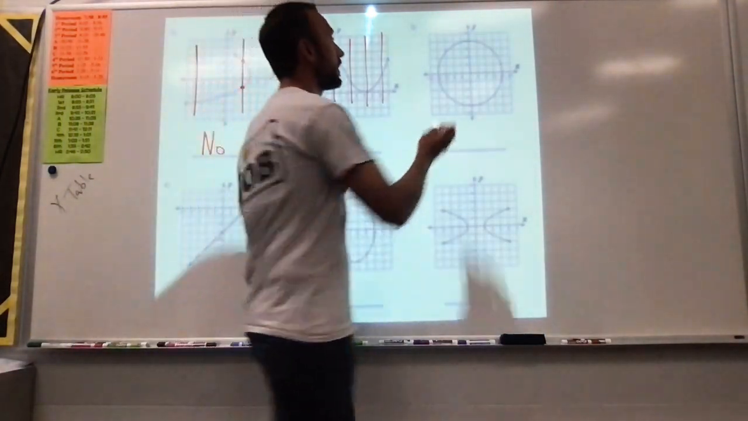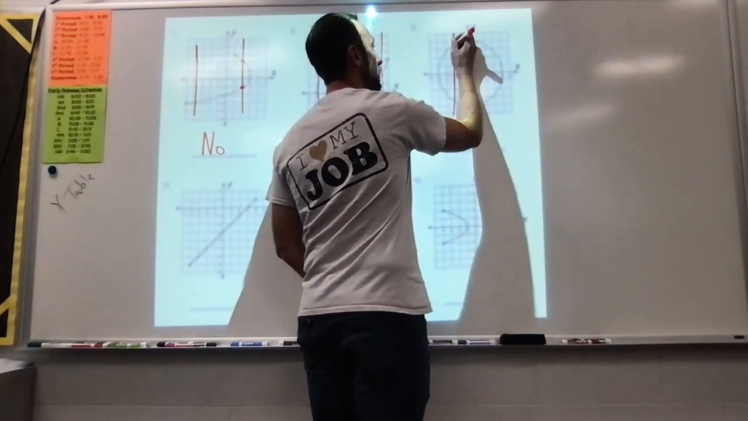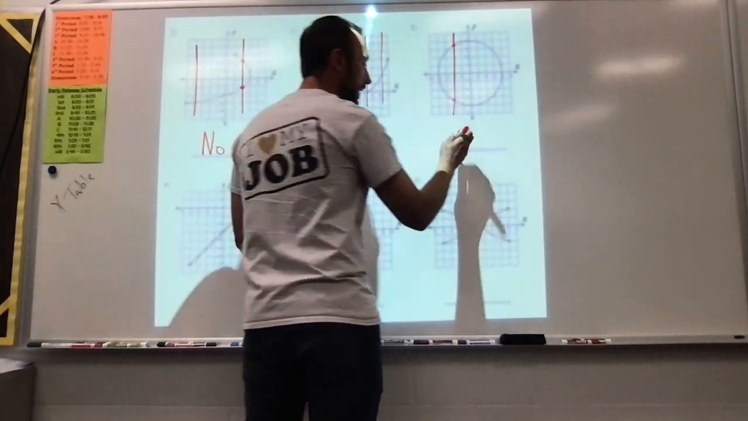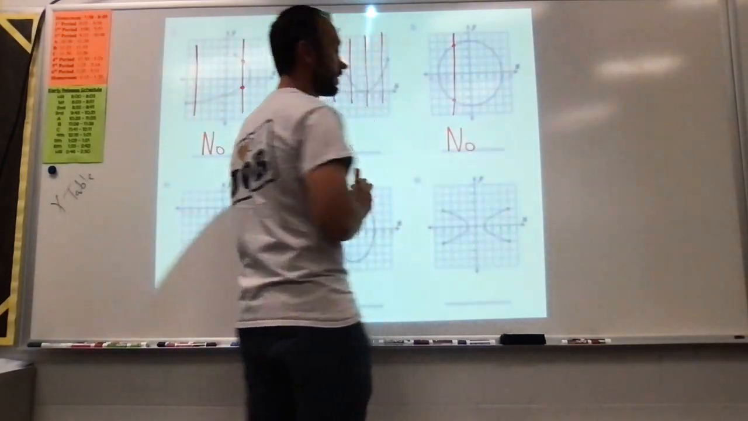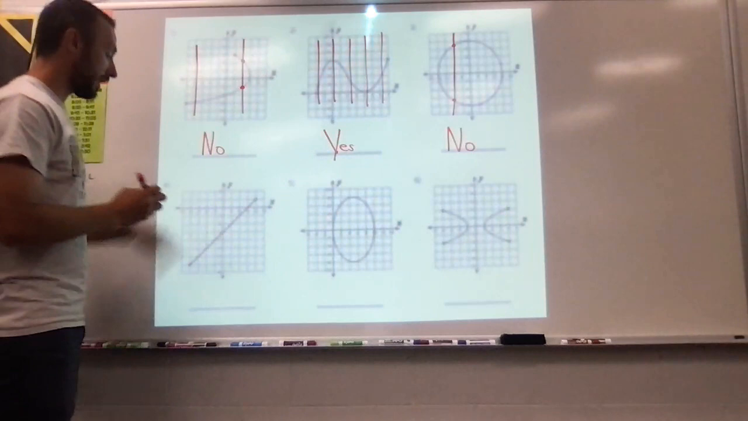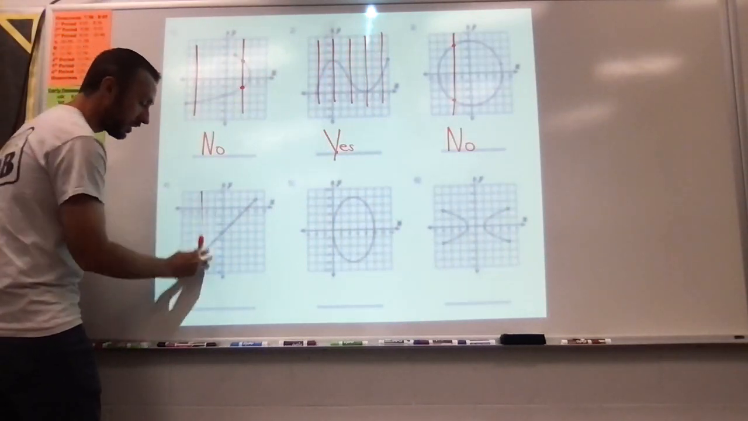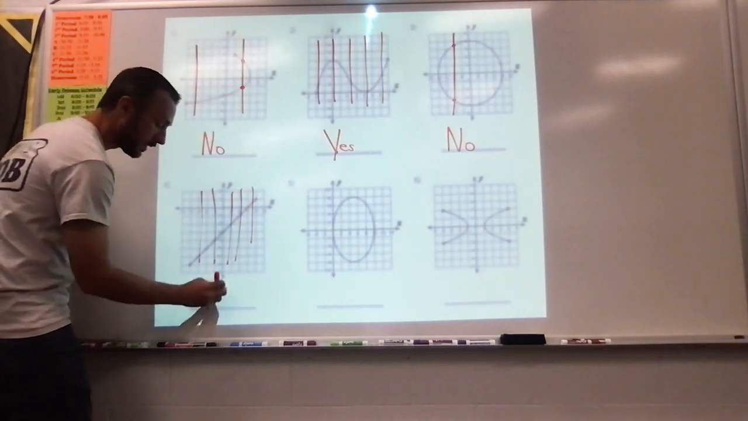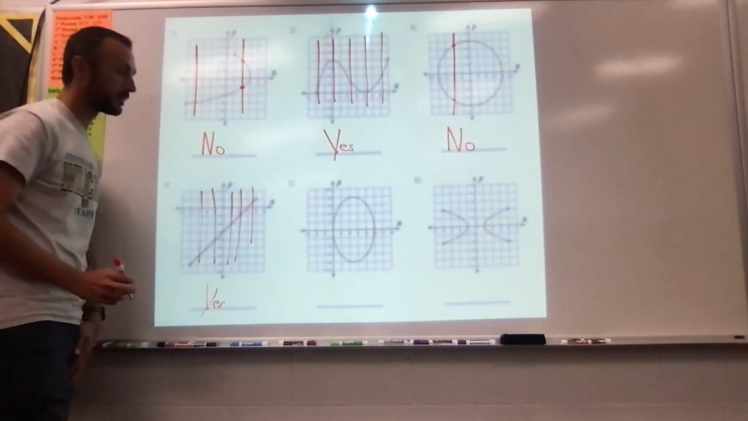So this is a function. On this one, very quickly, you see if I draw a vertical line right there, it touches 1 point there, 1 point there. If it touches more than 1 point, it's not a function. So no, this is not a function. This is a straight line. No matter where I draw my vertical line test at, it will never touch more than 1 point at a time. So it is a function.